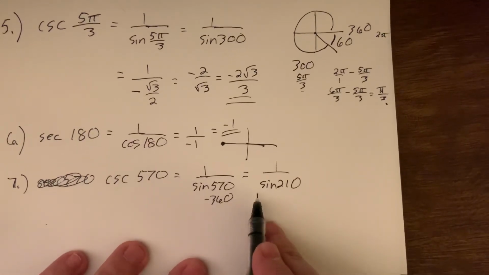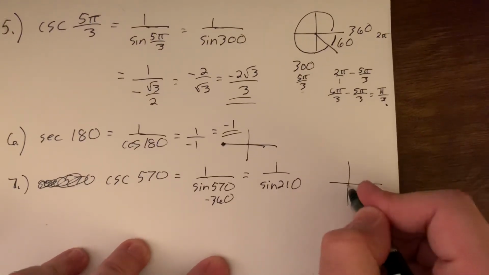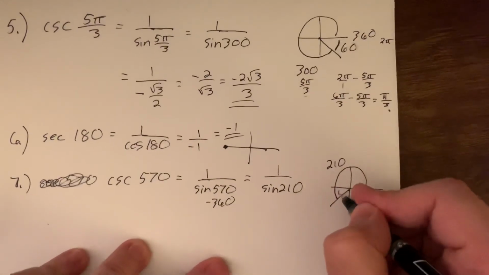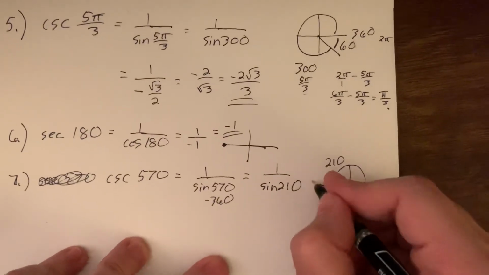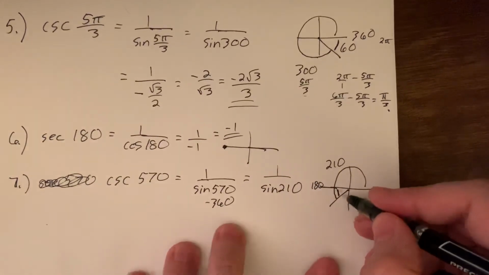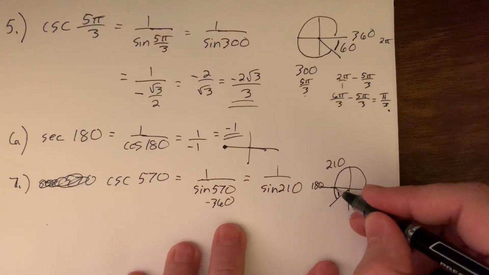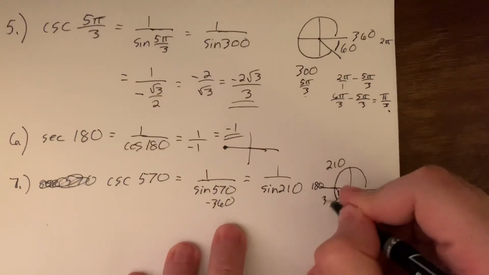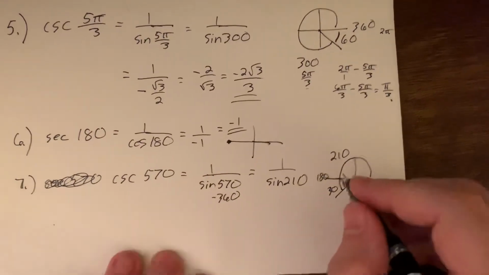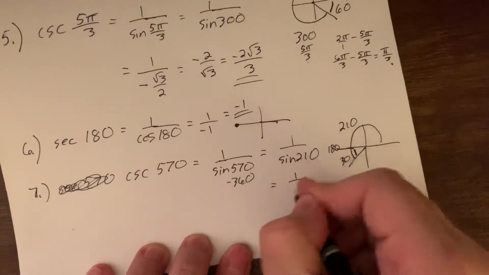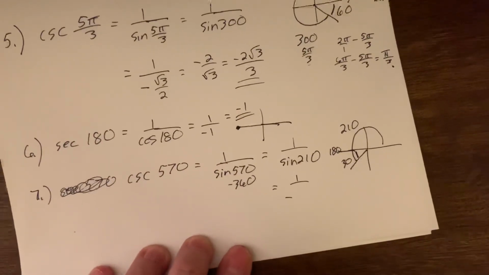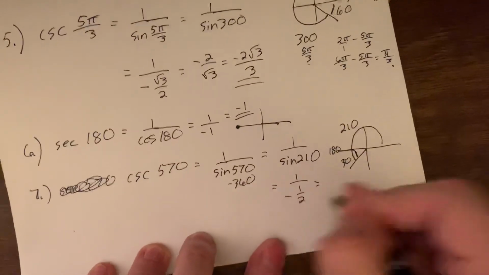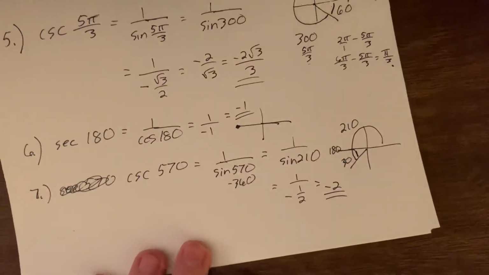We know how to handle sine. 210 is here in the third quadrant, but I need the reference angle. Realize the reference angle always goes to the x-axis. This time I'm going past the 180, so I do 210 minus 180 to get a reference angle of 30. I'm in the third quadrant, so I know sine will be negative. Negative what? At 30 degrees, sine has a value of 1/2. So 1 over minus 1/2 gives me an answer of -2.